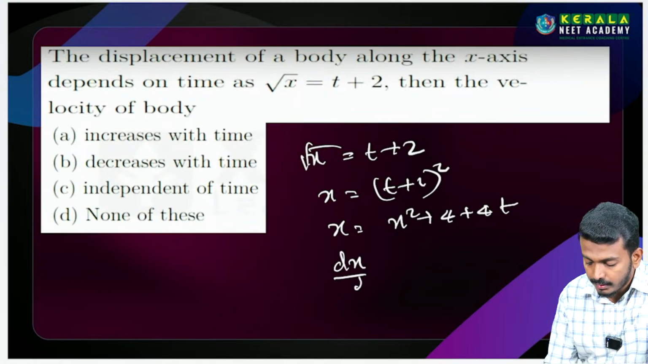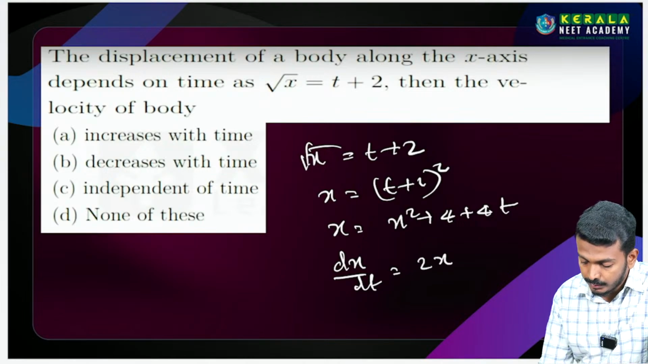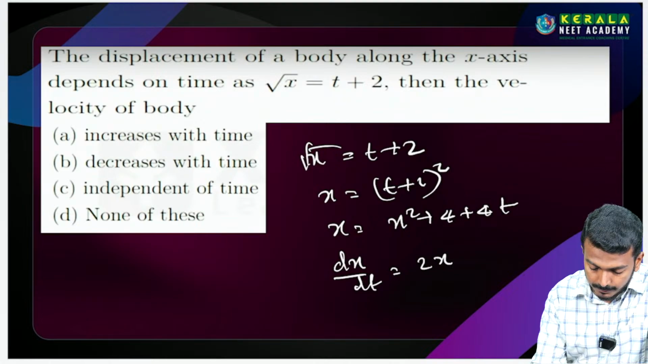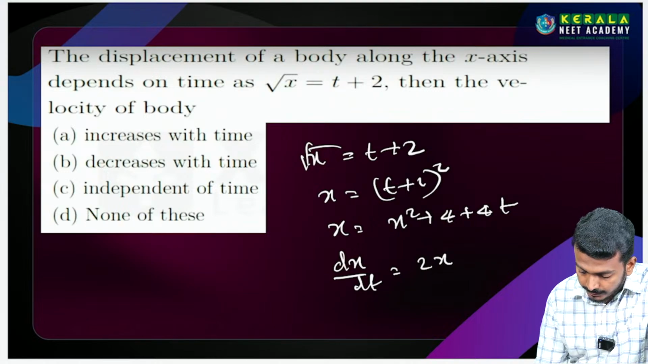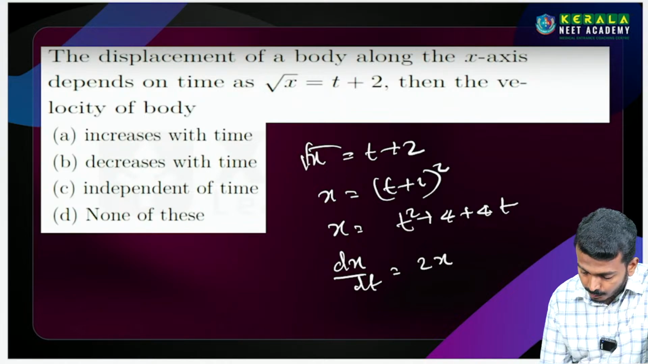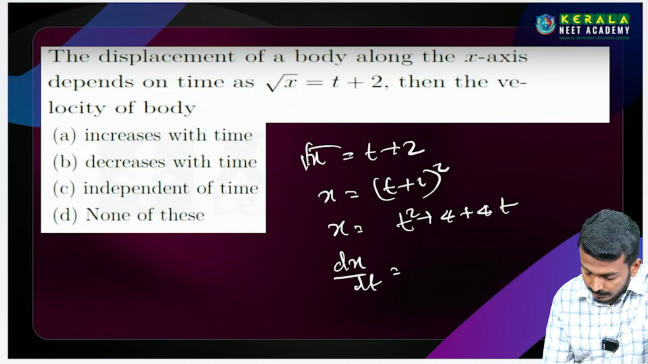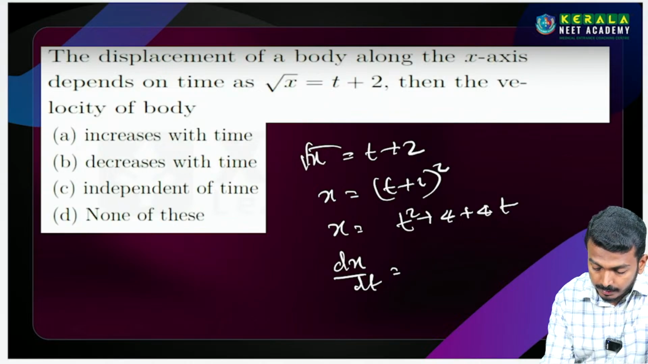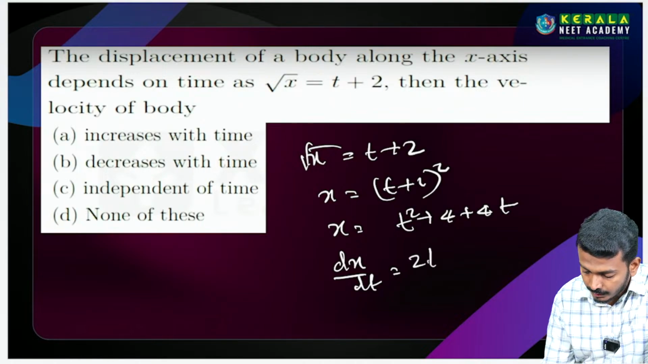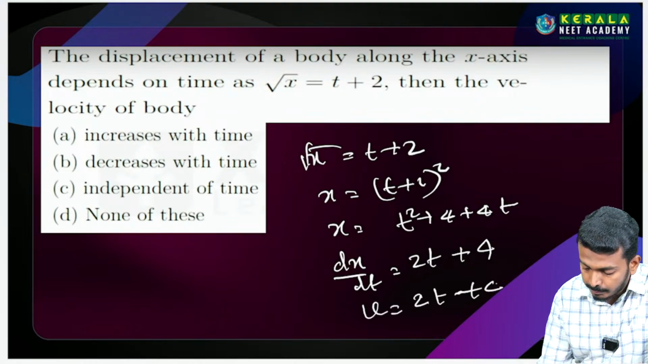Just differentiate dx by dt. When you differentiate, what answer will you get? 2t. Listen, x is t square plus 4t plus 4. When you differentiate t square with respect to time, what answer will you get? 2t plus 4 plus 0. Means this is the equation for velocity. What is the equation? 2t plus 4.